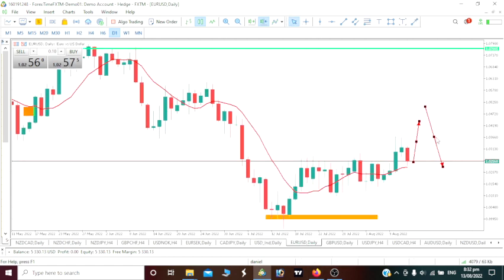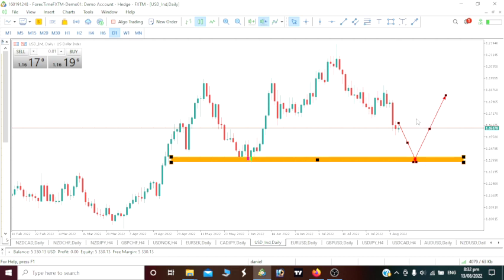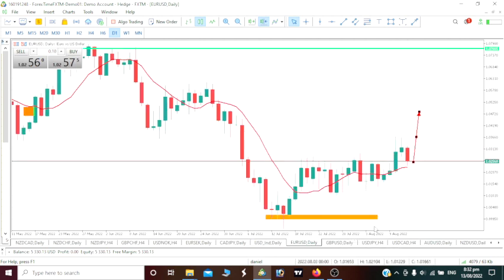But if not, then we'll continue to see a bullish move on our euro and a bearish move on our USD index. So as you can see, you can compare the two. As our USD index is dropping, we are very likely going to be seeing a bullish move on our Euro USD.